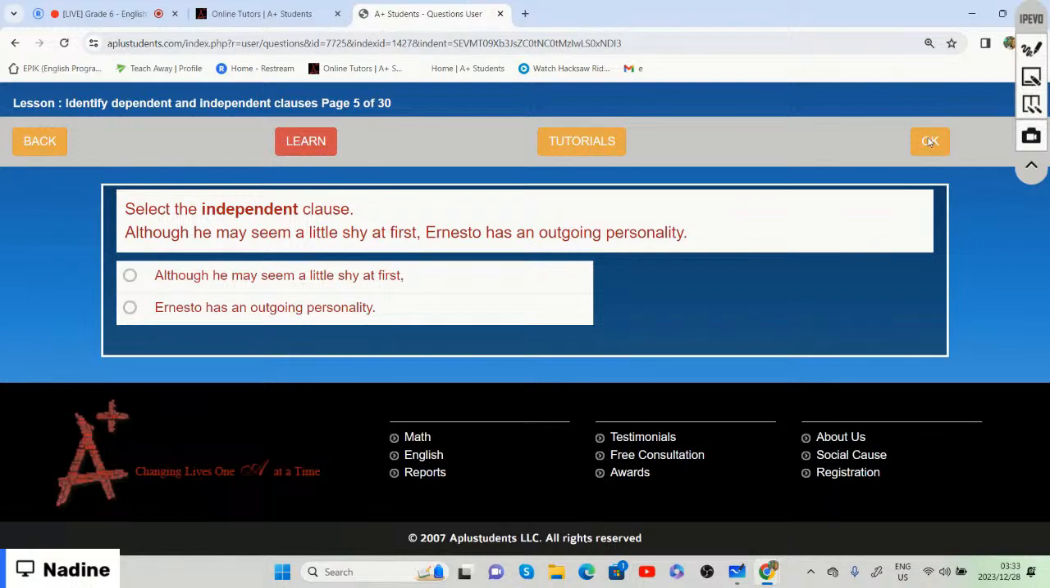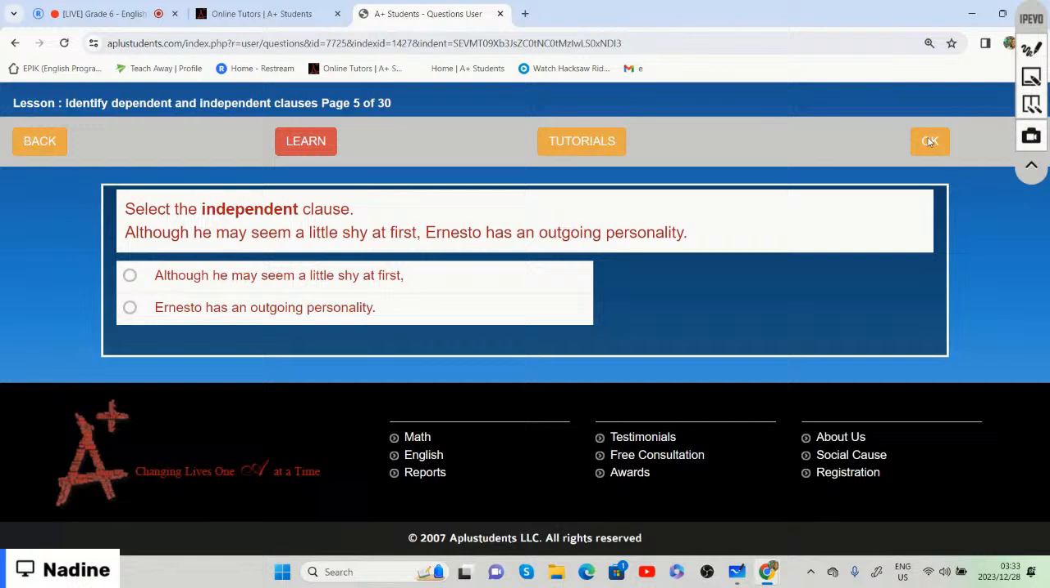So it's the first one, right? Because remember, a dependent clause starts with a subordinating conjunction, and it does not express a complete thought. It does not have both a subject and a predicate in it. So it depends on the independent clause in order to make a complete sentence. And that is why we call it a complex sentence. So the first one is the correct one.